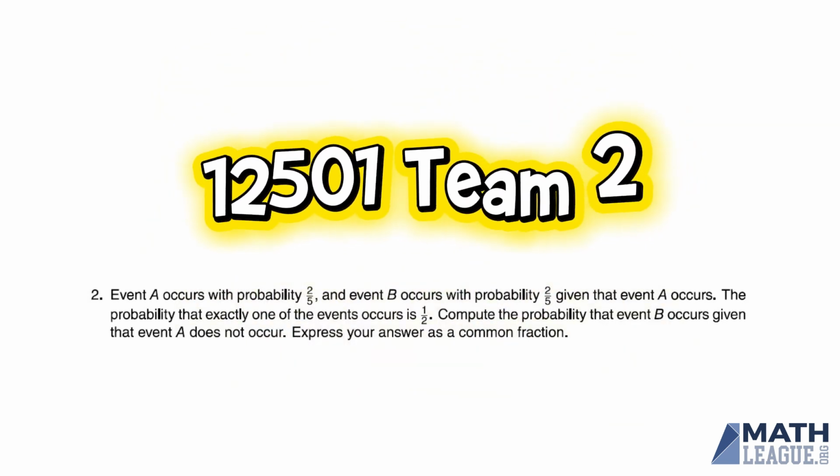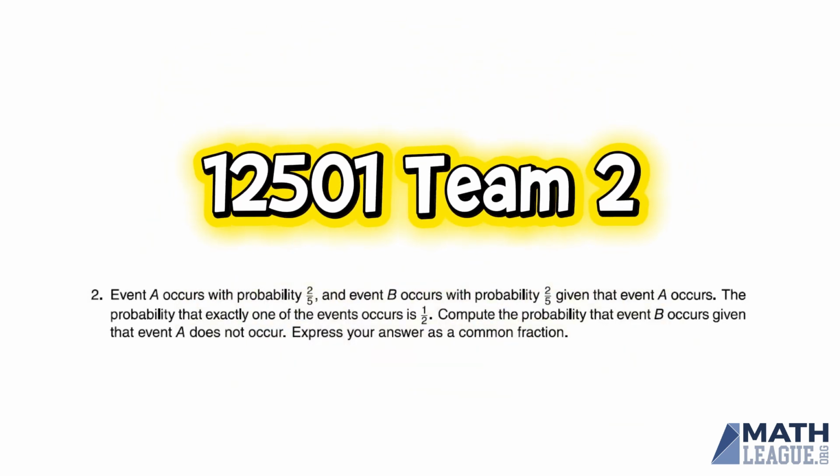Event A occurs with probability 2/5, and event B occurs with probability 2/5, given that A occurs. The probability that exactly one of these events occurs is 1/2. Compute the probability that event A does not occur, and express your answer as a common fraction.